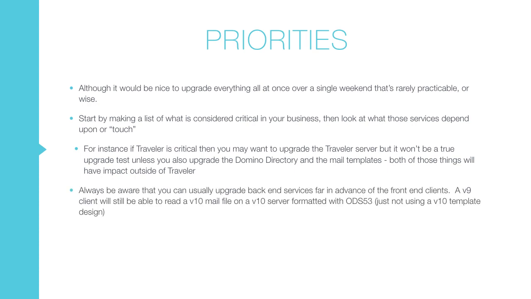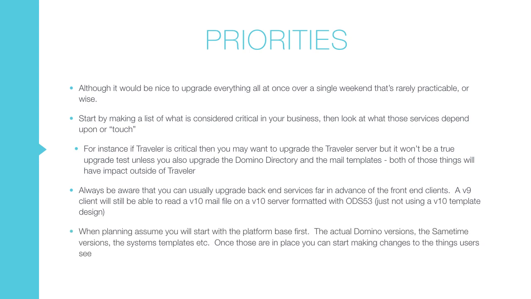Always be aware that you can usually upgrade back-end services far in advance of the front-end clients. A version 9 client will always be able to access a version 10 mail file on a version 10 server formatted with ODS 53, the on-disk structure 53, which is the version 10 one. It'll be able to access it fine. A version 8 client will be able to do that. The only thing it won't be able to do is open a mail file using a version 10 template if their Notes client is version 9.